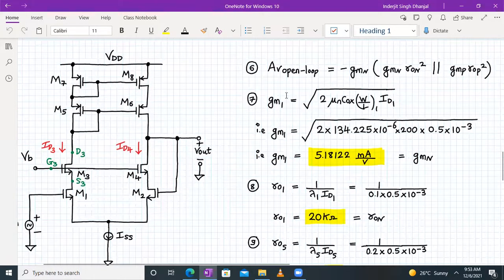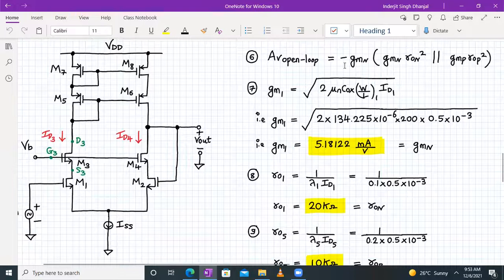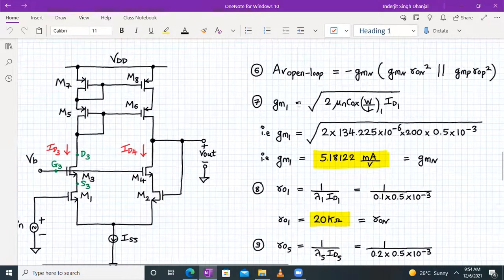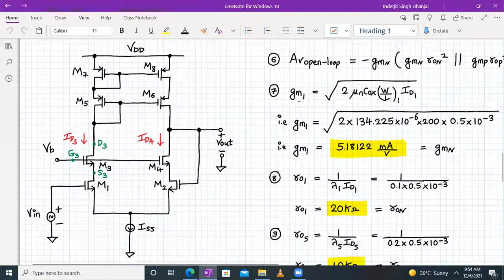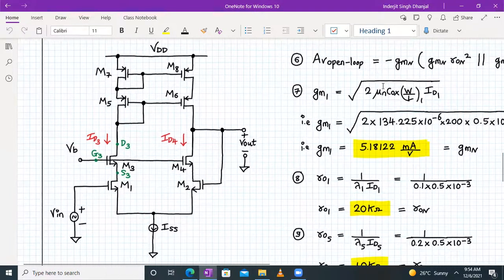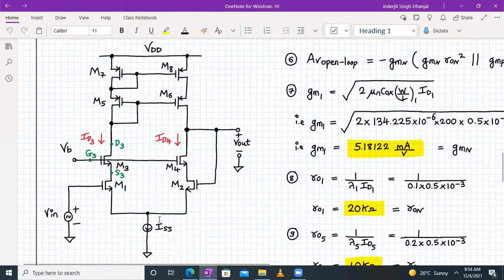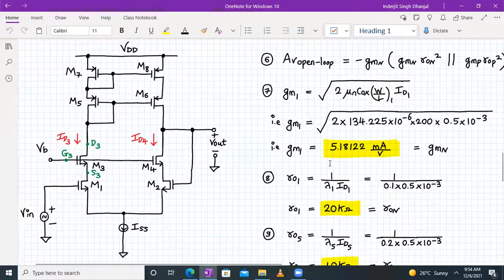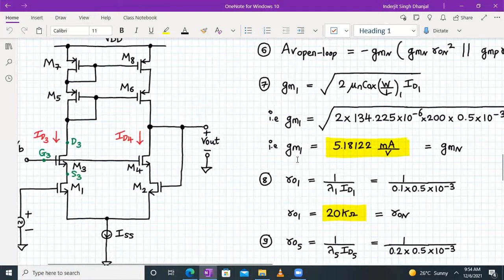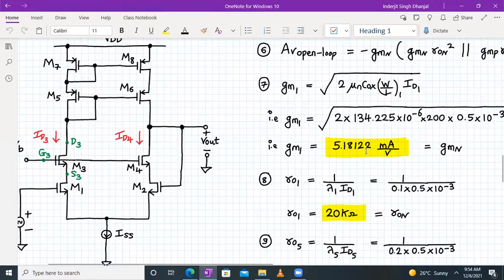So here we first calculate GMN, which is basically GM1, right? RON is basically RO1, and ROP is basically RO5. So let's calculate GM1. GM1 is square root of twice mu n Cox W by L of 1 into ID1. Over here, mu n Cox value is 134 micro, W by L is 200, and ID1 value will be half of ISS, which is 0.5 milliampere. So GM1 after calculation is coming out to be 5.18122 milliampere per volt, which is same as GMN.